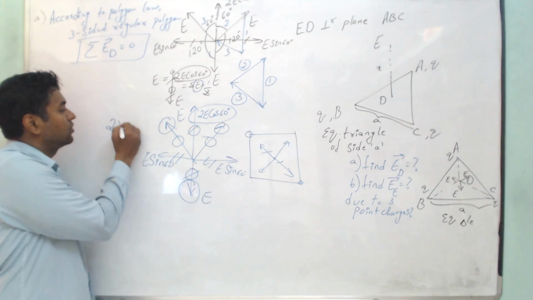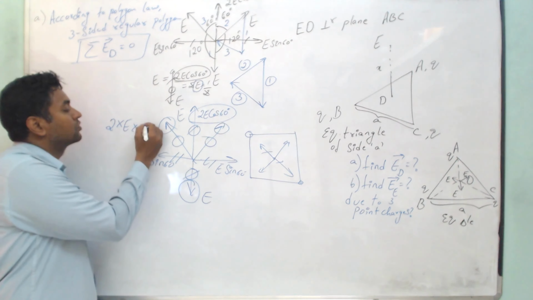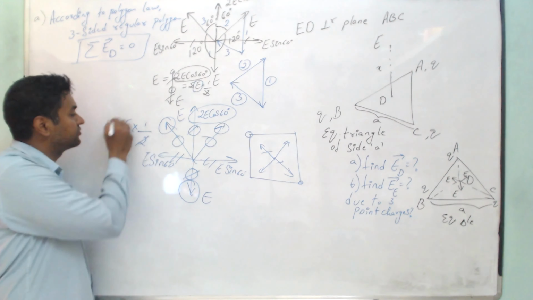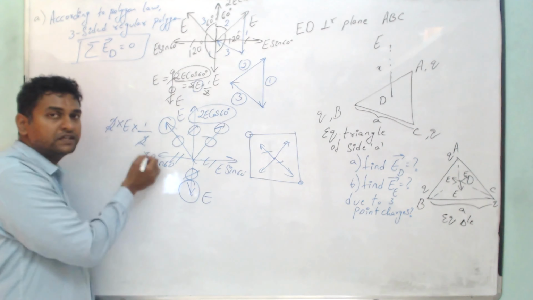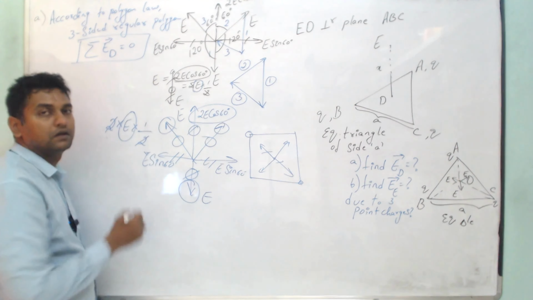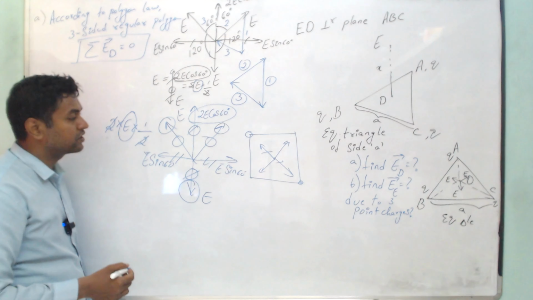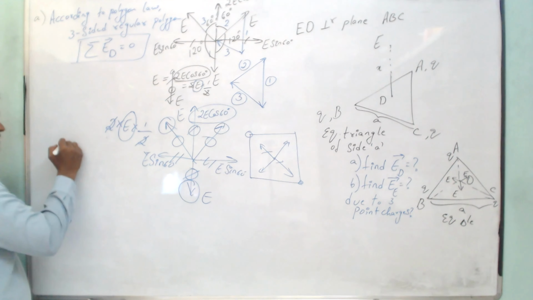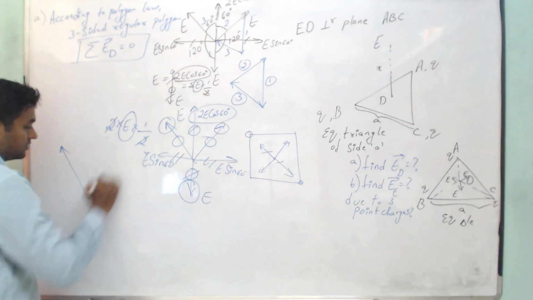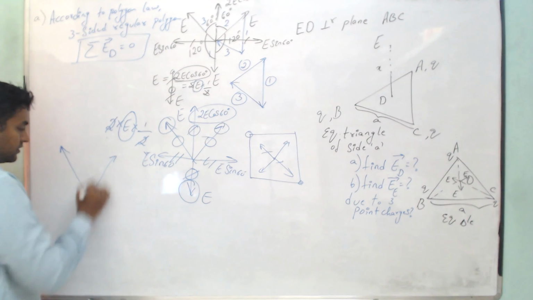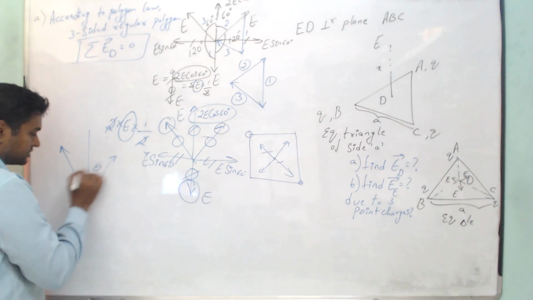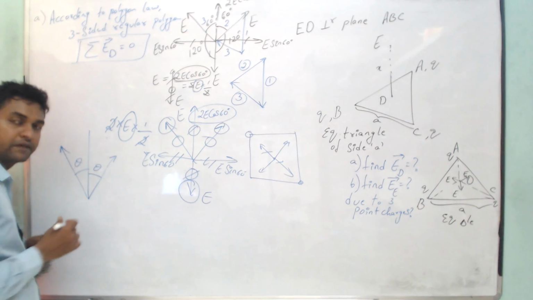2 times E cos 60 is half, so 2 times that is only E. Let us understand it here again. Yes, I got it. E and E. We will come across these things again and again, multiple times.